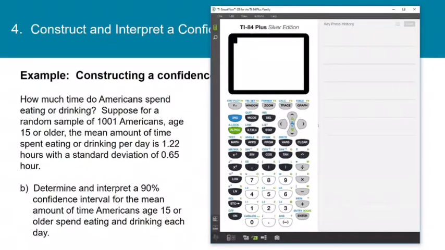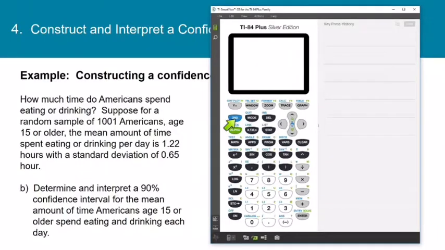So let's look at the first example we did together, and we'll have the calculator find this confidence interval for us. Remember, this first one we did together had a sample of 1,001 Americans, and it said the sample mean of the time spent eating or drinking each day for those 1,001 Americans was 1.22, and the standard deviation of the sample was 0.65, and they asked for a 90% confidence interval.